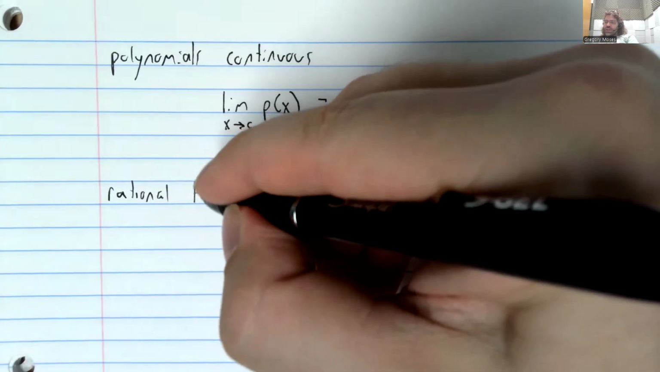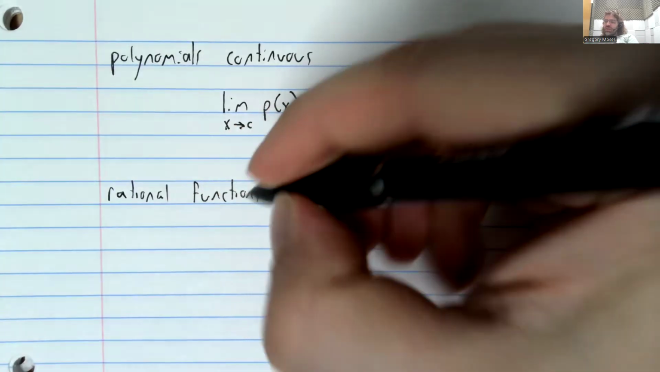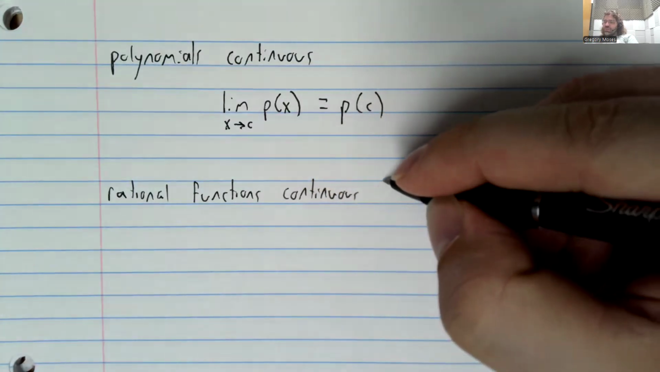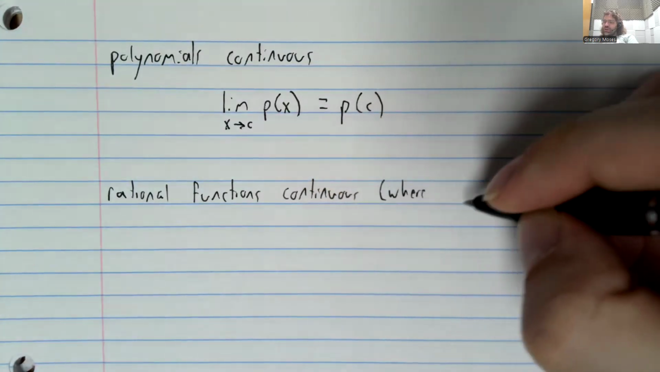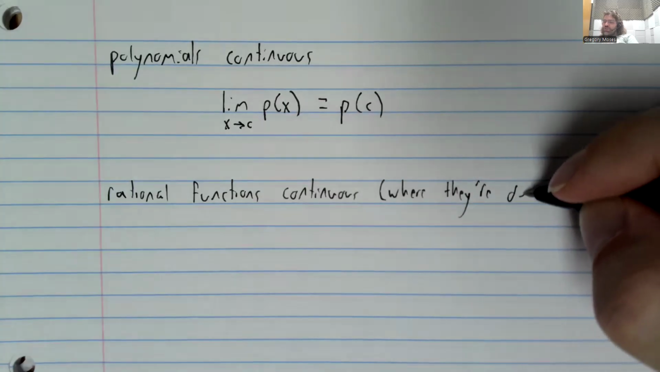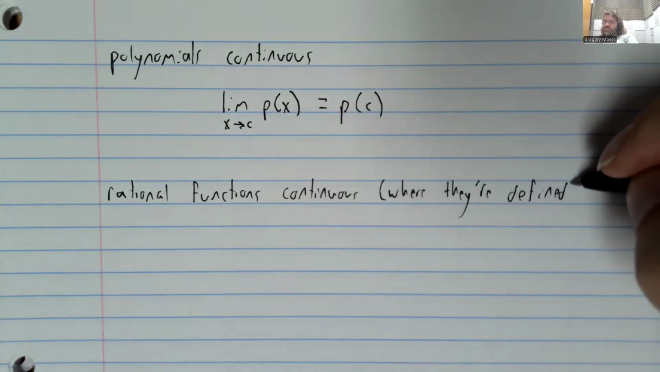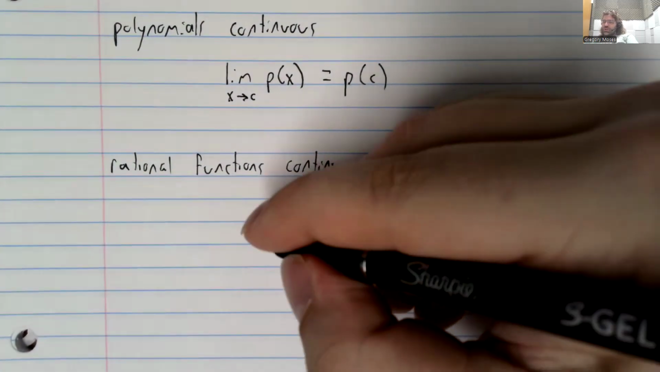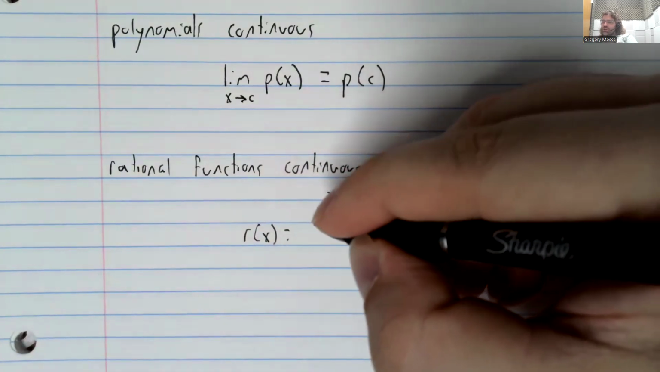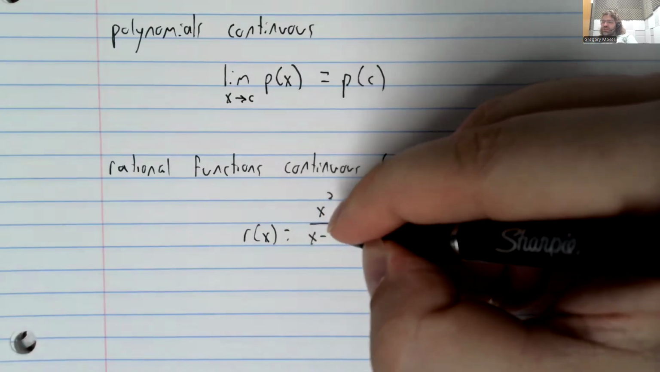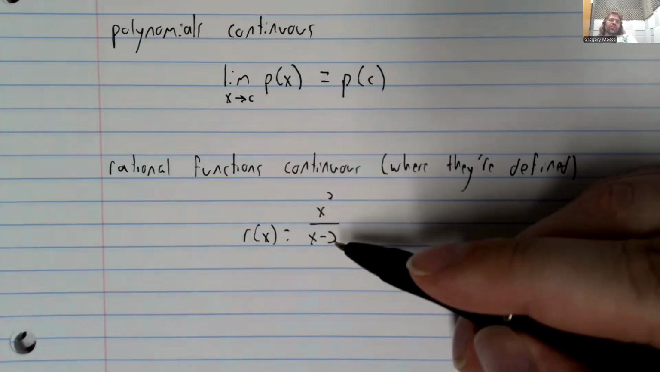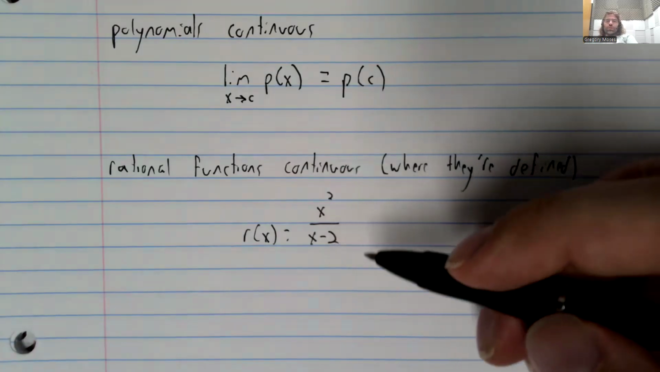Rational functions are continuous where they are defined. So, I mean, the rational function x squared over x minus 2. Well, this can hardly be continuous at 2, can it?